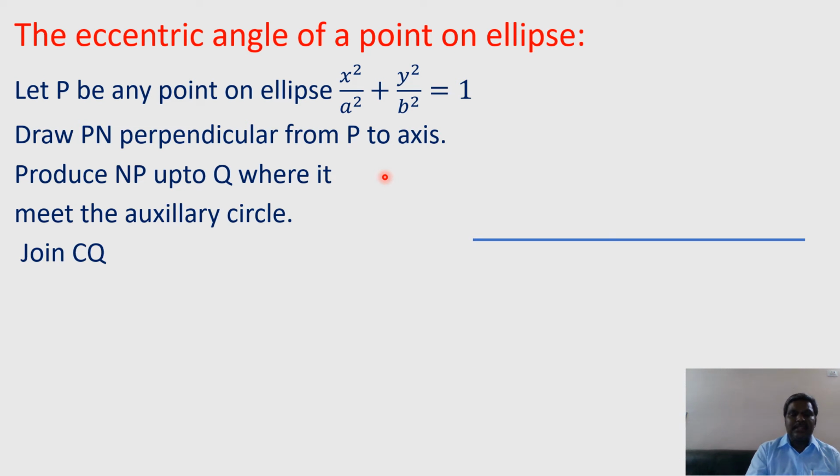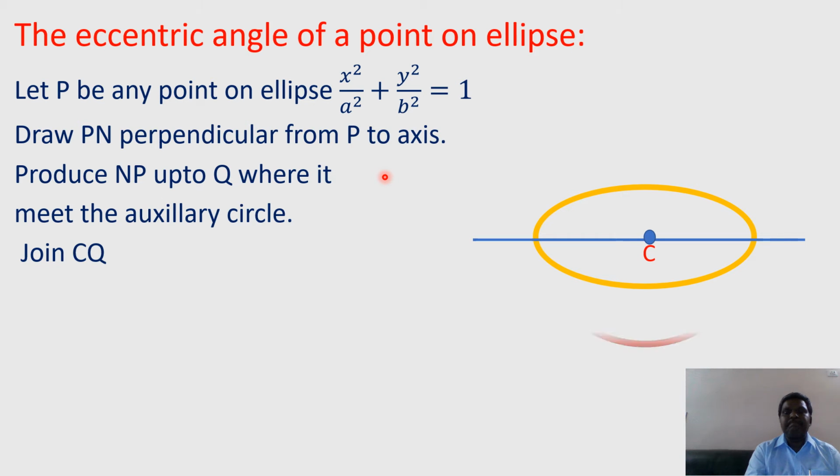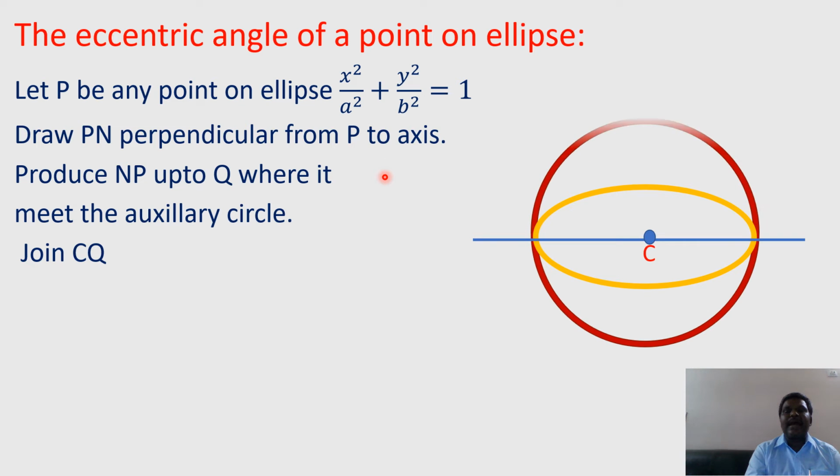Let us see. This is the x-axis. This is my ellipse, x square by a square plus y square by b square is equal to 1. This is the center of the ellipse, C. This is the corresponding auxiliary circle. What is the auxiliary circle? The circle described on the major axis as diameter is called the auxiliary circle. This is my point P. We are going to find the eccentric angle of point P with respect to this ellipse. So what we have to do? First of all, draw PN perpendicular from P to the axis. How to draw this one? See here.